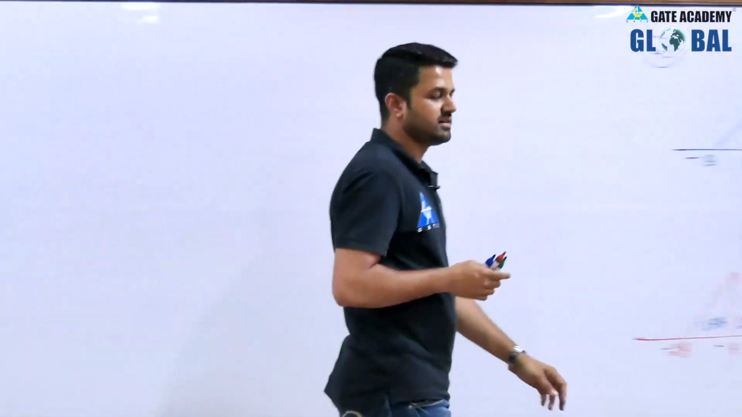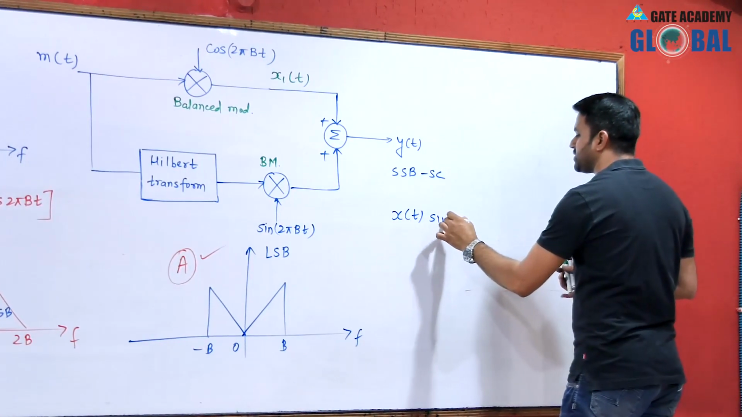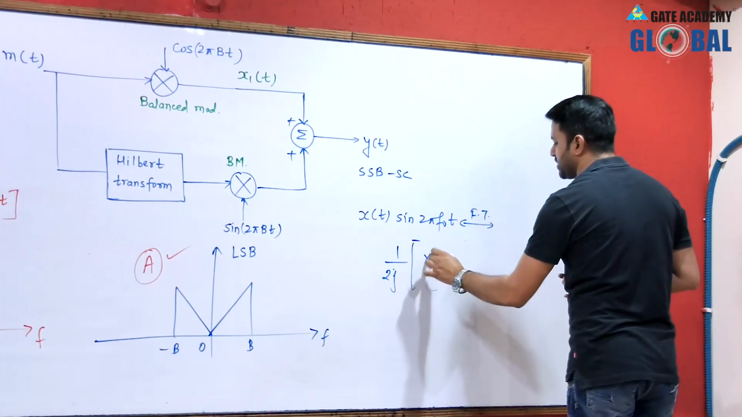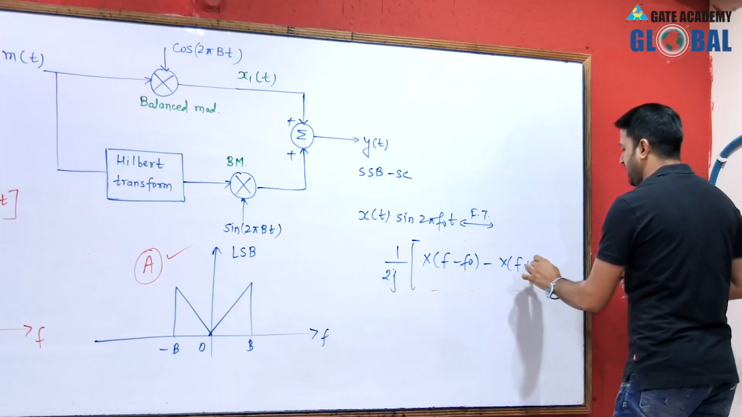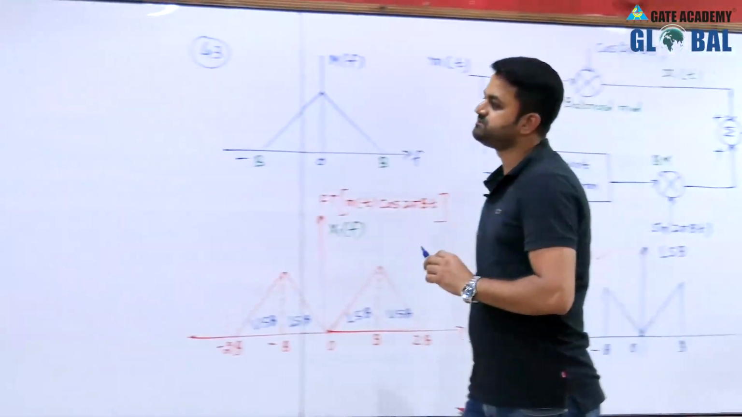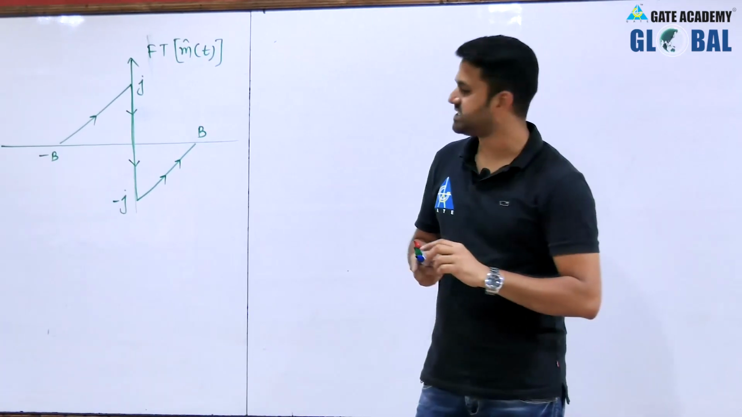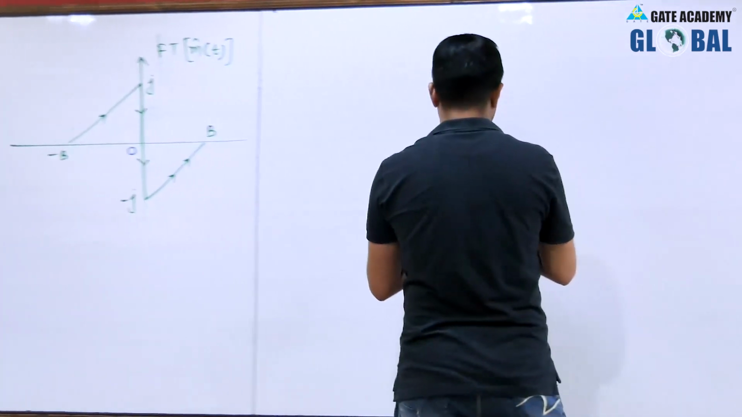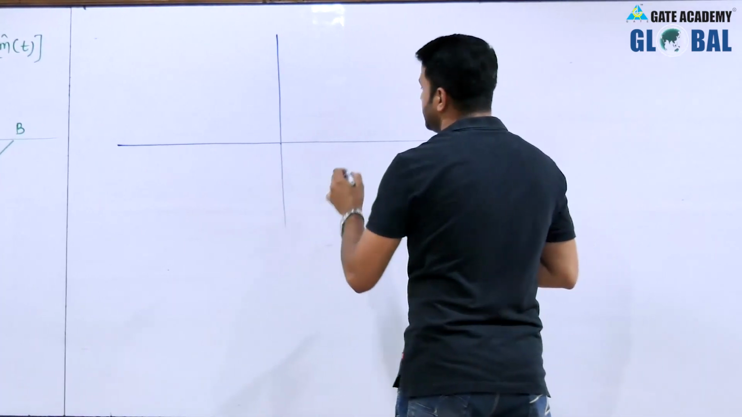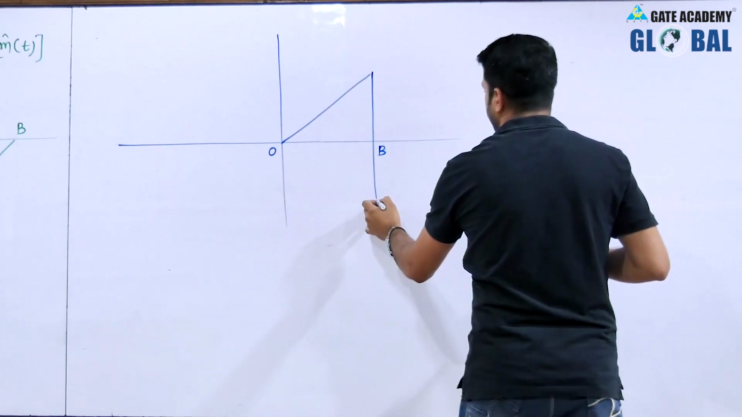Now in the second balanced modulator, it is multiplied with sin 2 pi bt. Whenever we multiply a signal with sin 2 pi f naught t, the Fourier transform will be 1 upon 2j times X of f minus f naught minus X of f plus f naught. It means the signal is shifted to the frequency of the sine and the amplitude is divided by 2j. Because the sinusoidal signal has frequency b, the 0 will be shifted to b, so this transition will now be at b, and this will be 0, and this will be 2b.